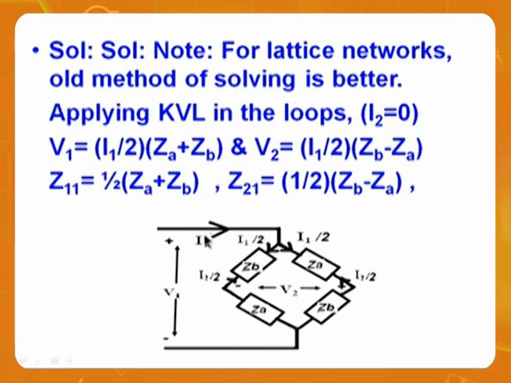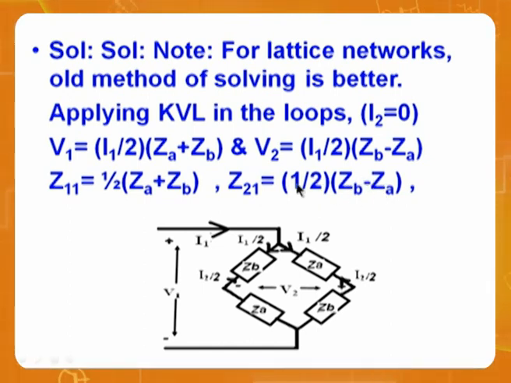So V1 by I1 is Z11. So you can comfortably say ZA plus ZB by 2. That's what it is. Similarly, if you calculate for V2, you will get this. Therefore, these are the answers available. Z11 is ZA plus ZB by 2. Z21 is ZB minus ZA by 2.